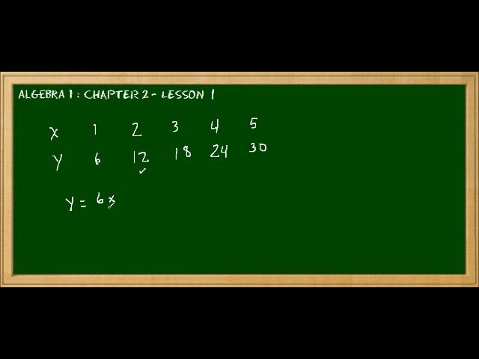Let's try it over here. When we put in the x value of 3, we get 18. Hey, it worked. And we try it with 4. 6 times 4 is 24, and 6 times 5 is 30. So we have found our formula. Our formula is y is equal to 6x.